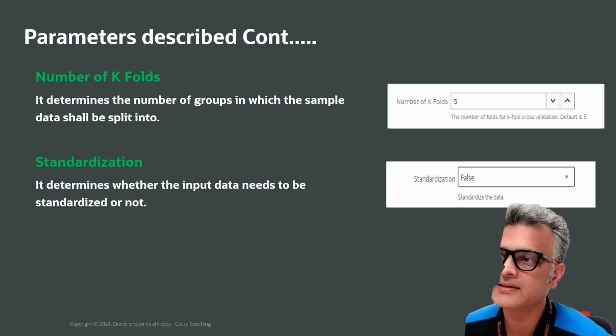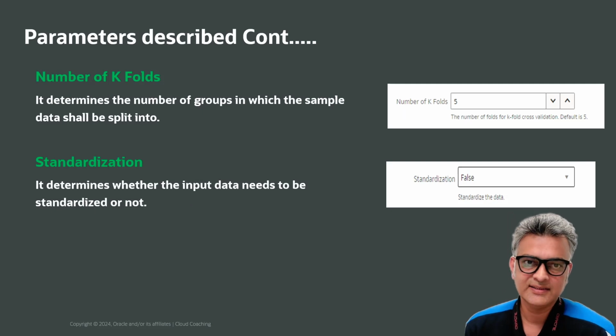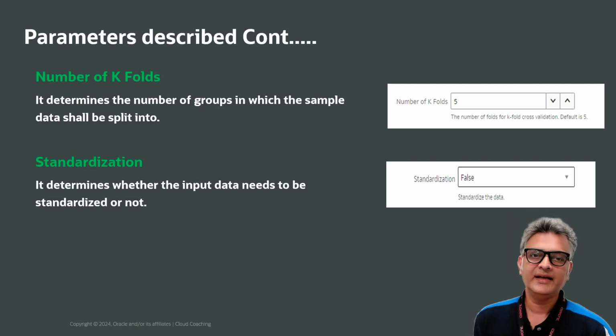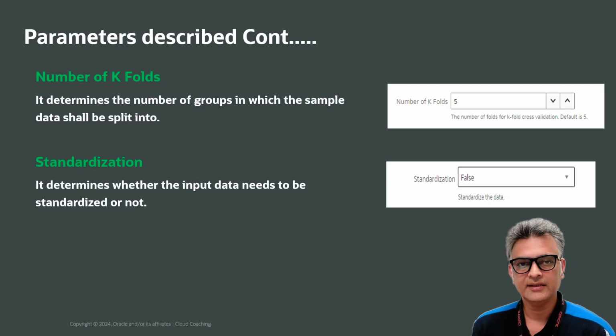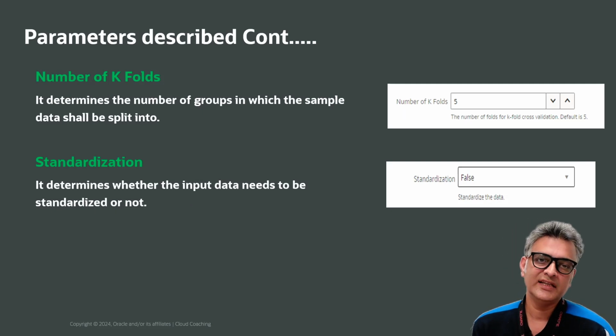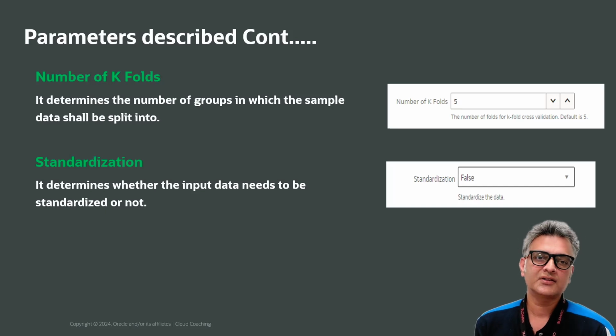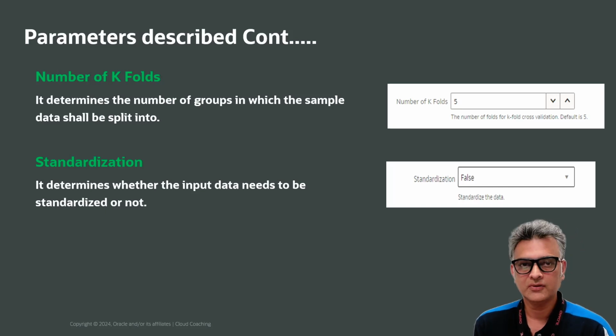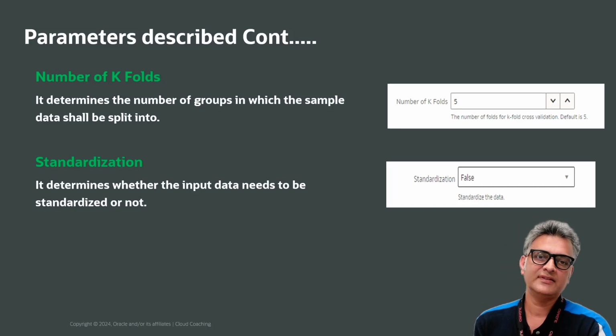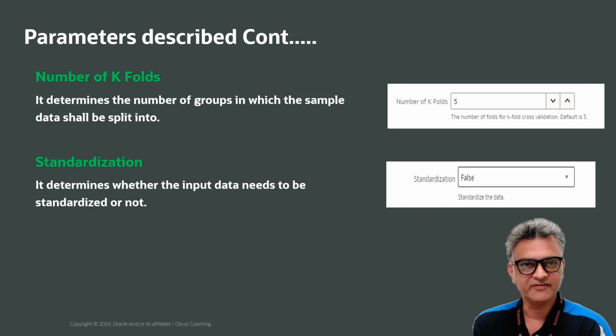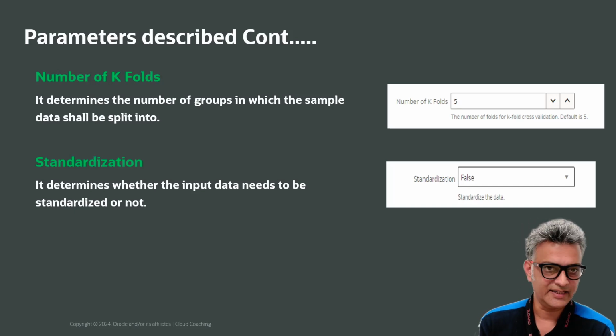Next important parameter is number of k-folds. Now this is again a very important parameter. It usually determines the number of groups in which you will divide the training data set and then use these groups of data for cross-validation. So this cross-validation, essentially what it would do is, let's take an example. Say I have a training data set with 1000 rows and I have said that the number of k folds would be 5. So that means it would divide that 1000 row data set into 5 groups, each with say 200 rows of data.